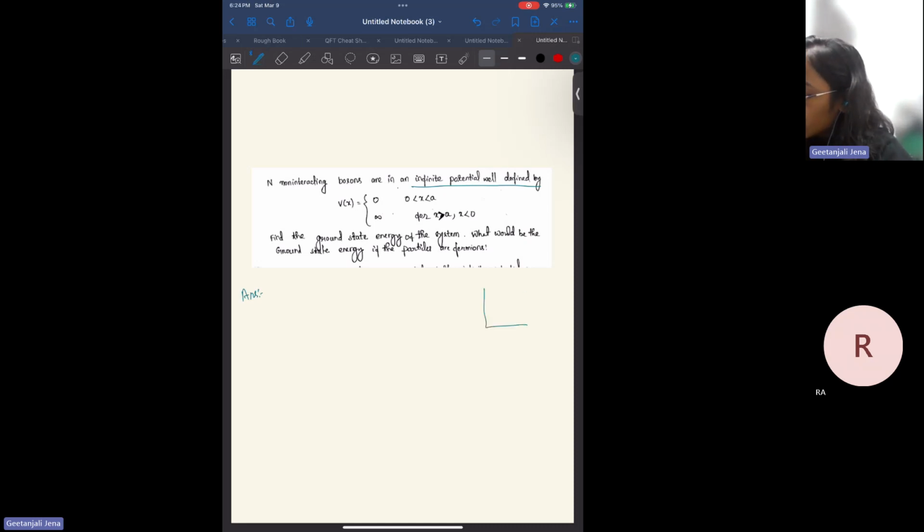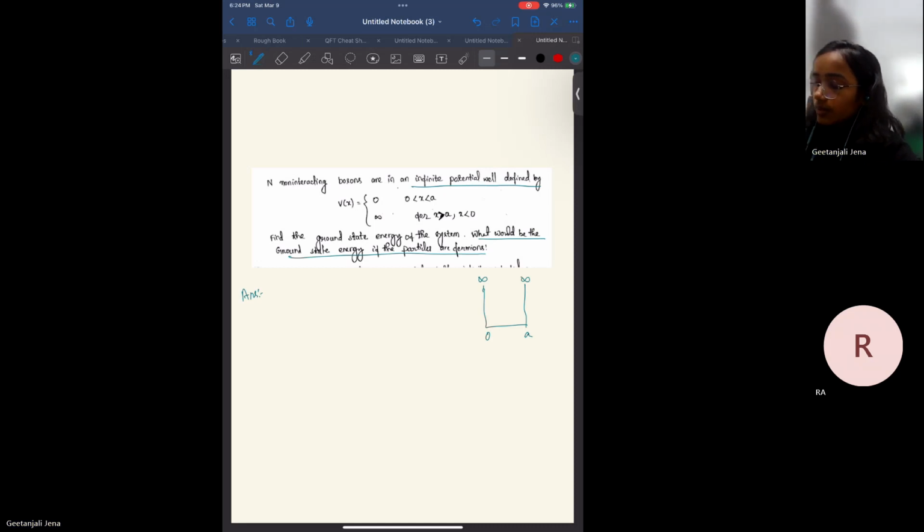So this is given. There is an infinite 1D potential well, and the width of this potential well is a. Now it is asking, find the ground state energy of the system, and what would be the ground state energy if the particles are fermions. So bosons, let me solve for bosons first.